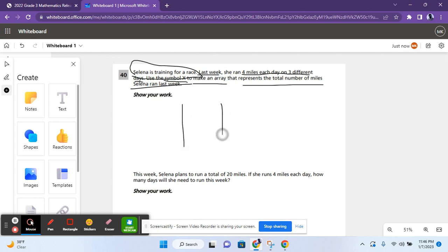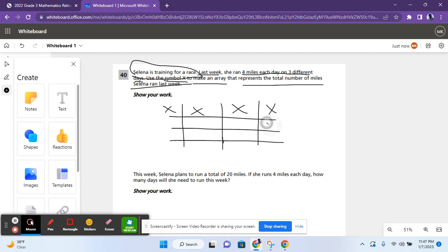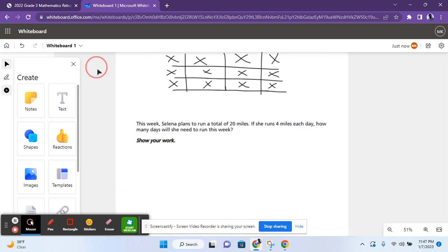So you can do 3 columns and 4 rows. You could do X, X, X, X. Then you just fill everything up with X's, and that would give you your array, because it says there are 4 miles each day on 3 different days. 4 miles is represented in the number of X's in the rows, and 3 days is the number of columns.